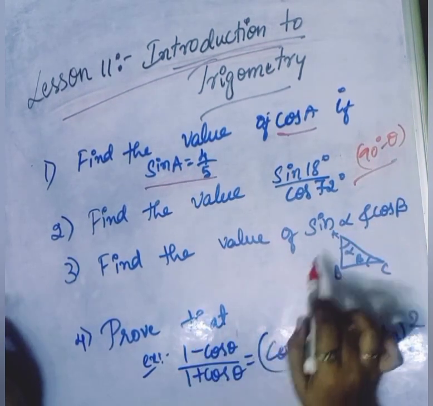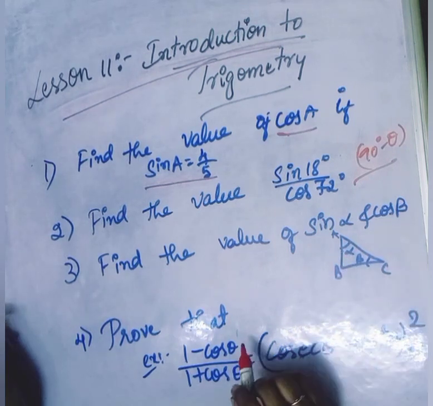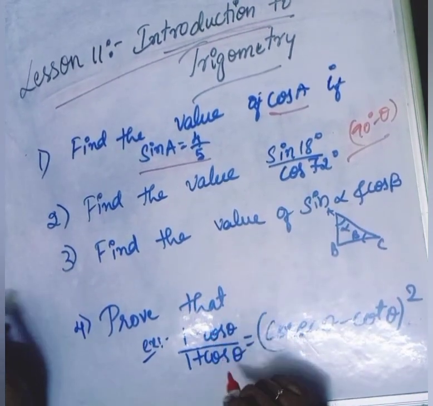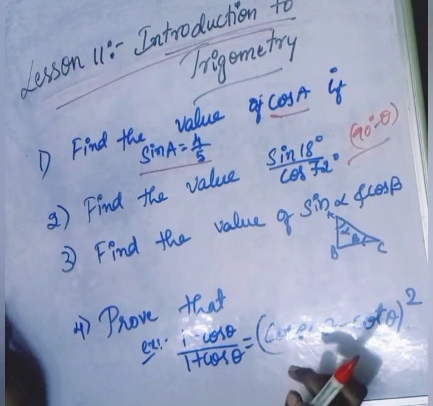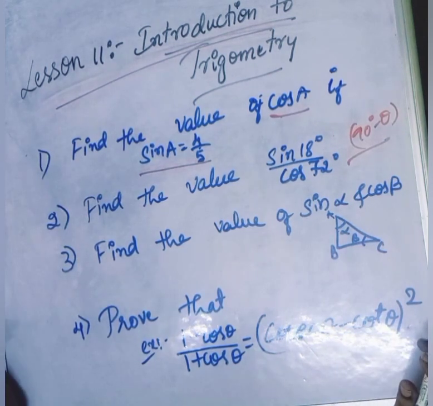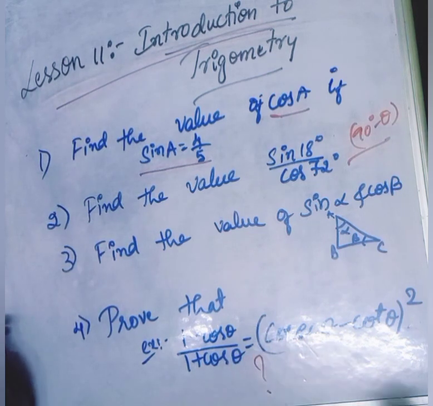Another one, they will be given a triangle. You need to find out in that sine alpha and cos beta, or sine alpha and sine beta. Like that they may also ask. Next one, the fourth one, we have prove that 1 minus cos theta by 1 plus cos theta is equal to cosec theta minus cot theta whole square. Instead of that, like this only, they may give prove-that sums. So you need to go through everything in this.